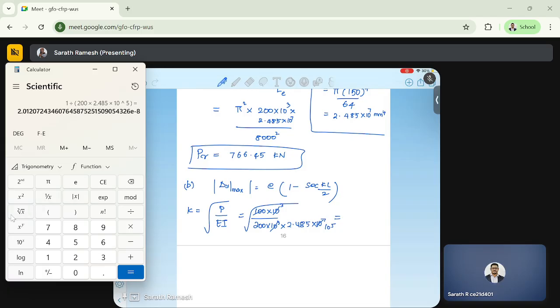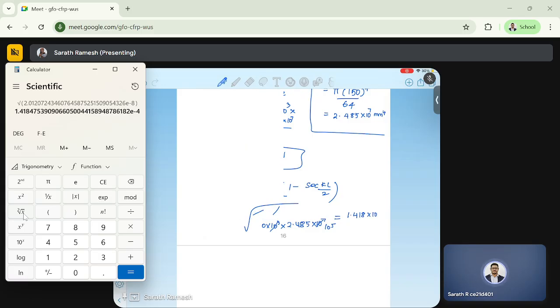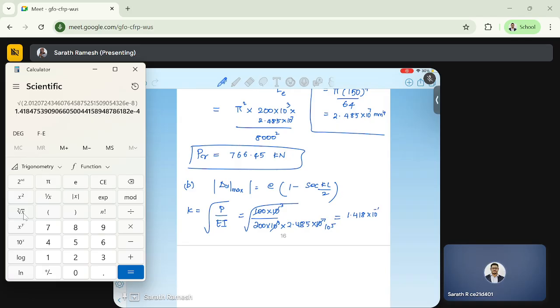Square root of, so this K is 1.418 into 10 to the power minus 4. E is Newton per meter square, so Newton per meter square, so meter inverse, right? Here it is mm, no? So mm inverse.